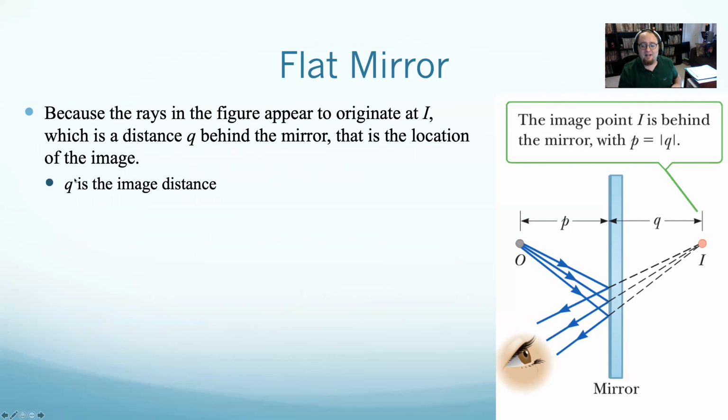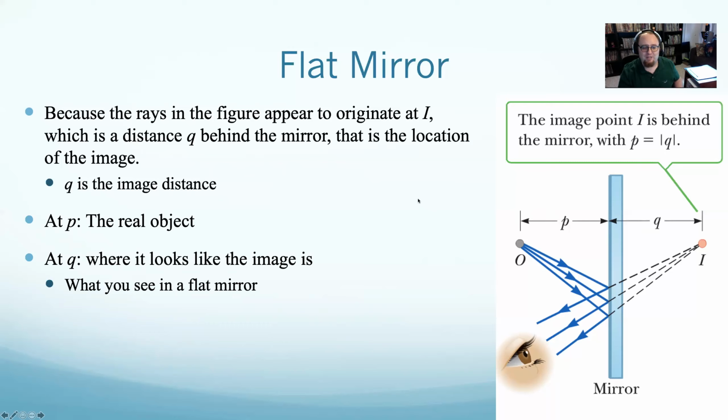We'll say that it looks like there's another you behind the mirror, a distance q away, where q is the image distance. I said I had a guess why they use P and Q. I think it's literally because P and Q look reflected in a mirror, but I don't know. P is the real distance, the distance between the object and the mirror. And q is where it looks like the image is, how far away from the mirror it seems to you. There isn't something actually there. It's just how far away from the mirror it looks.